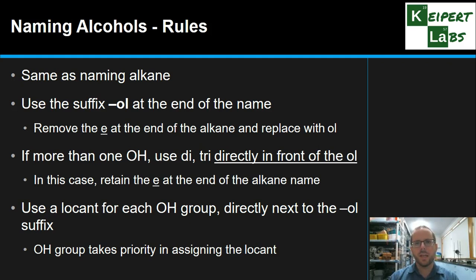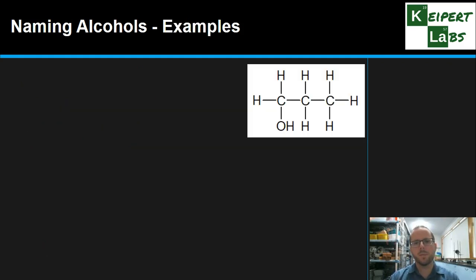Now, one thing to keep in mind here, especially if there's branches and other things like that, is the OH group takes priority in our numbering system. So we always number from the end closest to the OH group, even if there are other possibilities that could give lower sets otherwise. That one takes precedence. So keep that in mind. All right, so let's look at an example here.